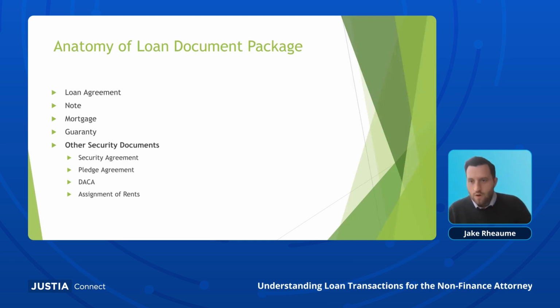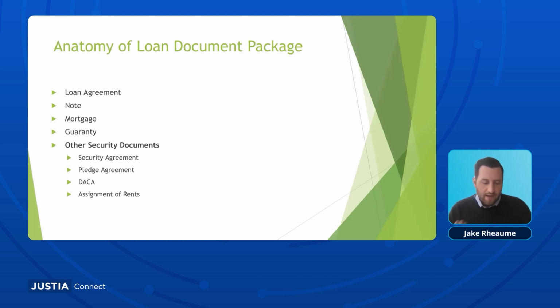A DACA, or a deposit account control agreement. You may remember from your secured transactions class, the only way to have an actual perfected lien in a deposit account is to have a control agreement. Typically, this is accomplished through having the deposit account at your actual bank, at your lending institution. But if it happens to be held at a different institution, you'll want to get a control agreement in place.